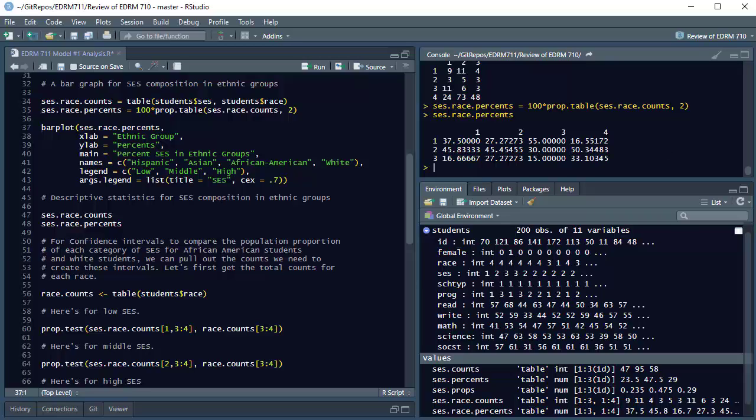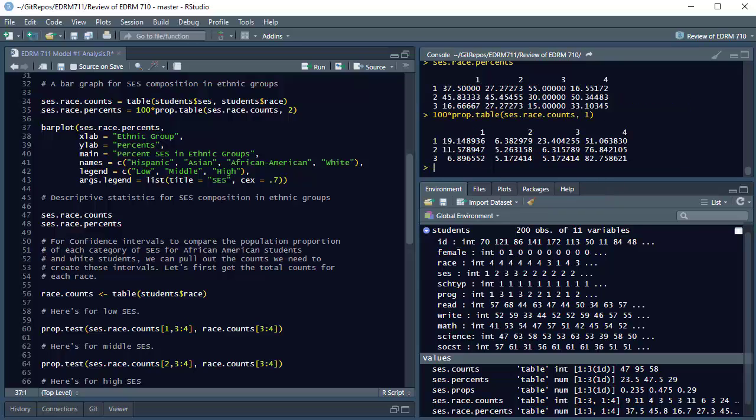So let me show you, what if I had put in 100 times prop table SES.race.counts, and I put in a 1 instead of a 2. Now if you look at it, the hundreds are by adding across a row. So what this does is it says, of the low SES in our sample, how many were Hispanic, how many were Asian, how many were African American, and how many were white. That is not very helpful.